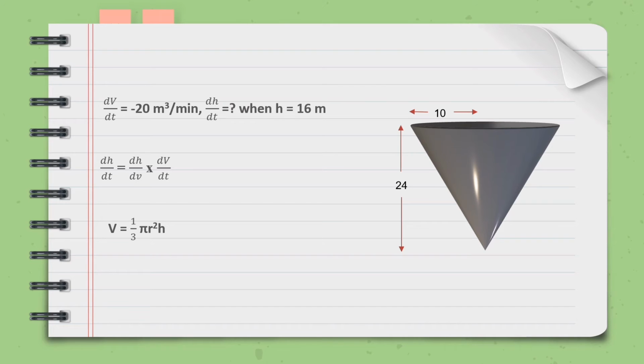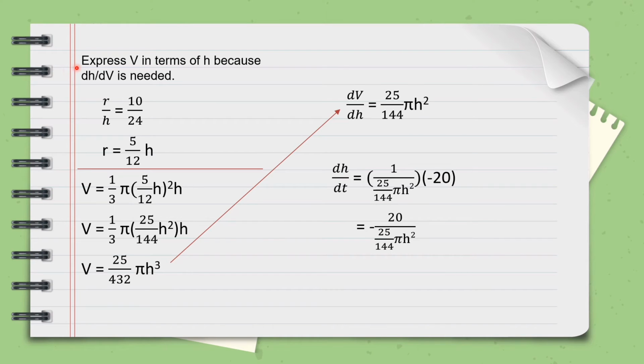Write the volume of the cone, which is 1 over 3 pi r squared h, because the question is related to the volume. Then express V in terms of h, because dH over dV is needed. Write r in terms of h by using the ratio between radius and height of the cone, which is 10 and 24.